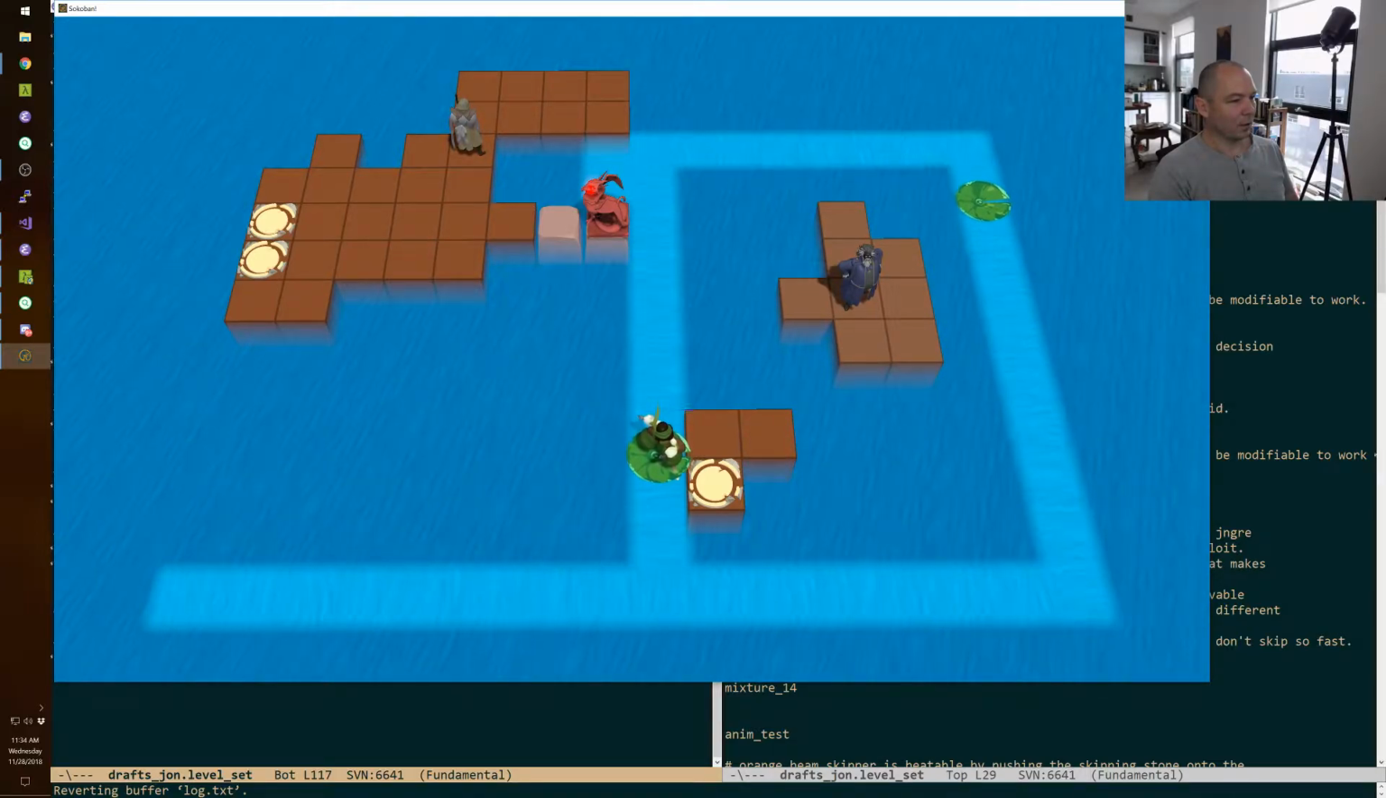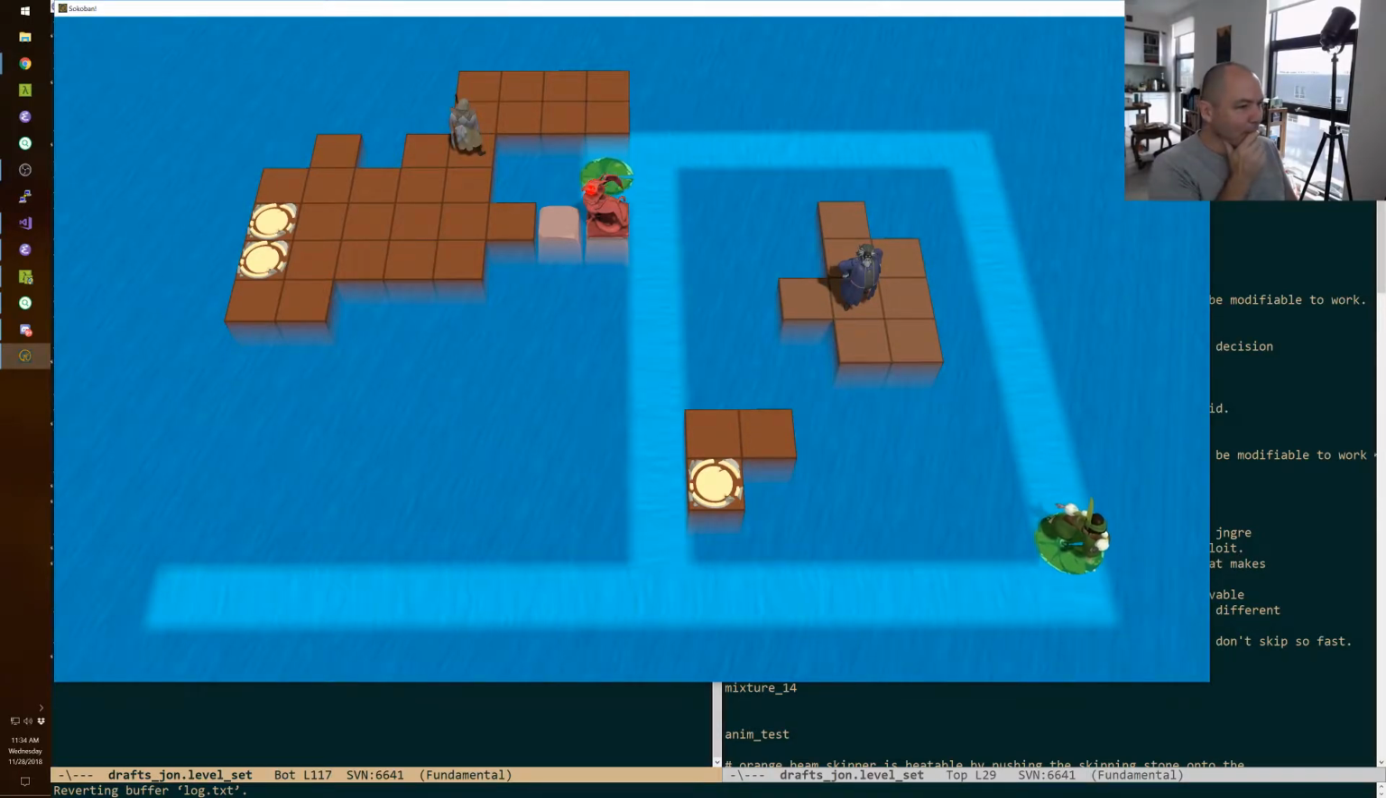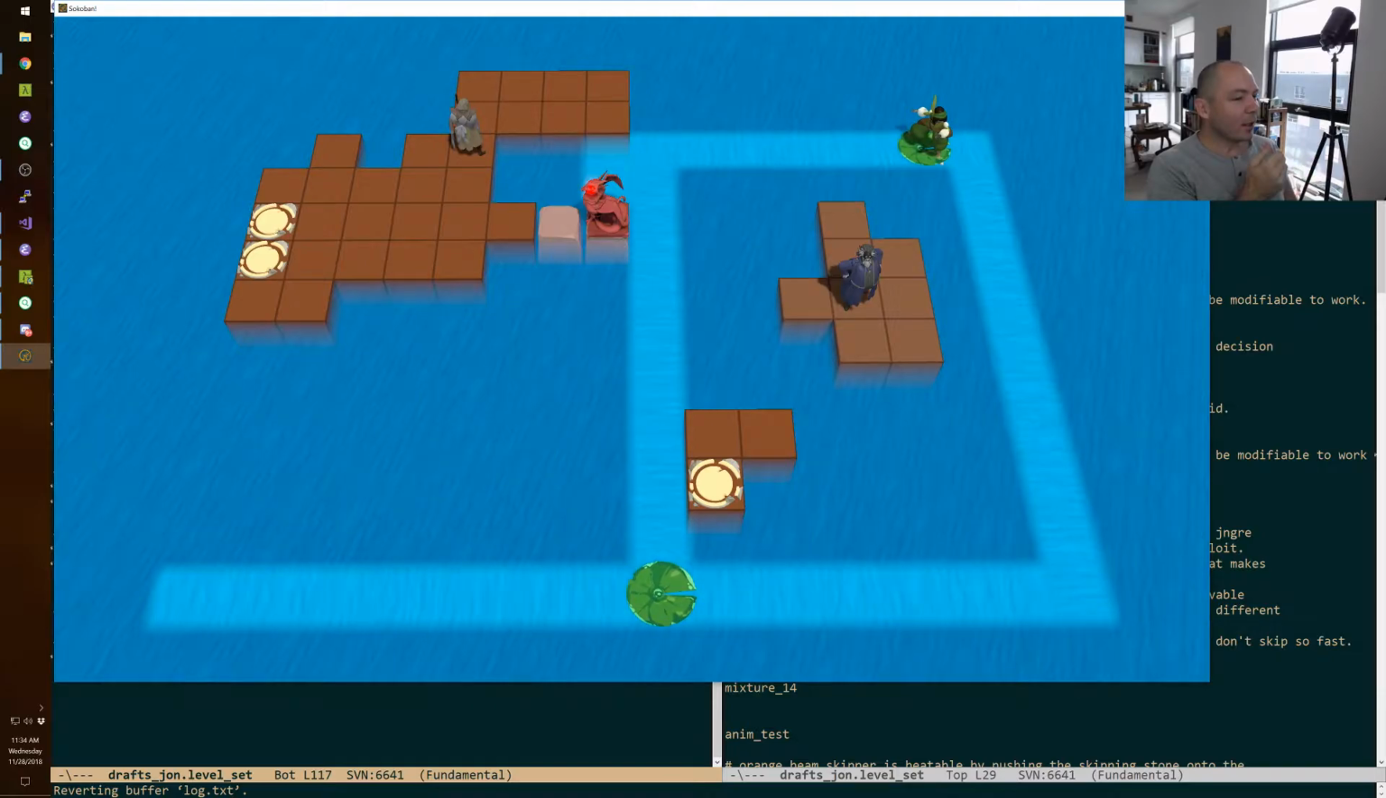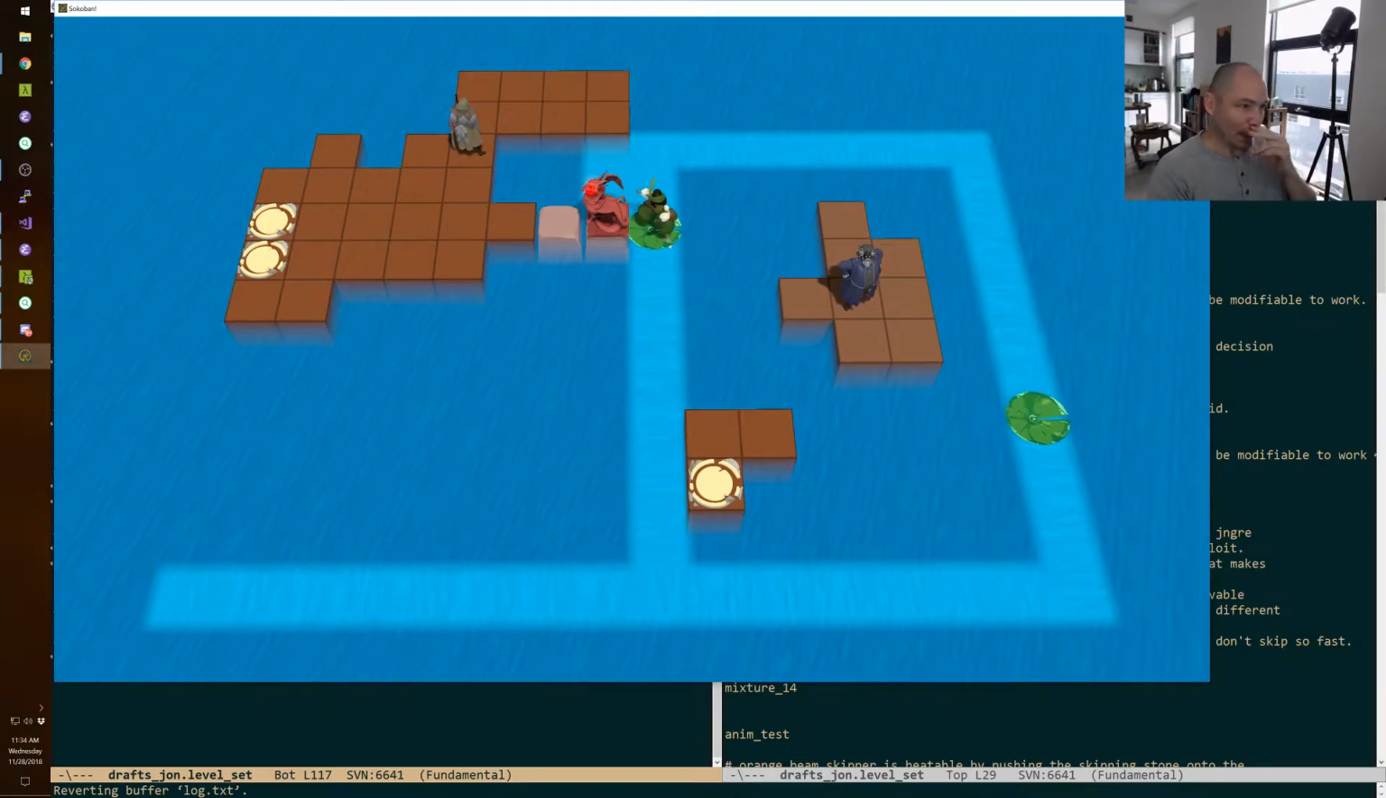Okay. I don't really know how to win from here. Someone's trapped on this island no matter what. Oh, we only needed to get one person to the thing. Okay, that's fine. We could actually put one exit on this island and one on the original island. That might be better.